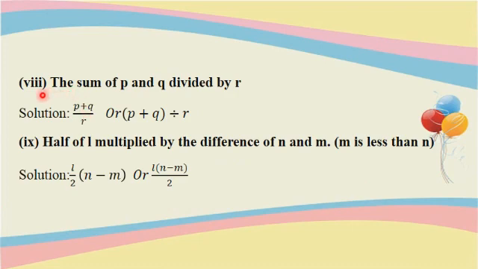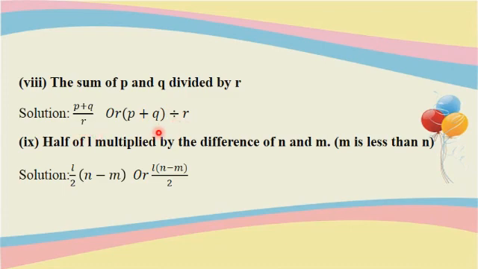Okay, now number 8, the sum of p and q divided by r. So we can write it again in two different ways. First of all, we will write the sum. Sum means adding. So p plus q, and in the denominator you will write r, because denominator means dividing. Or we can write p plus q inside a bracket, because they are added first and then divided by r.